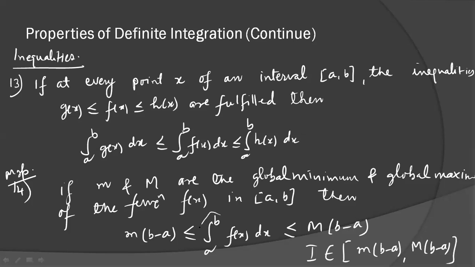Sometimes we are not able to evaluate this integral, then we can give the estimation of the integration in the form of an interval, that the value of this integration will lie in this closed interval. Let's see one example based on this property. Suppose you want the integration of 0 to 1 e to the power minus x squared dx. This integration cannot be solved.